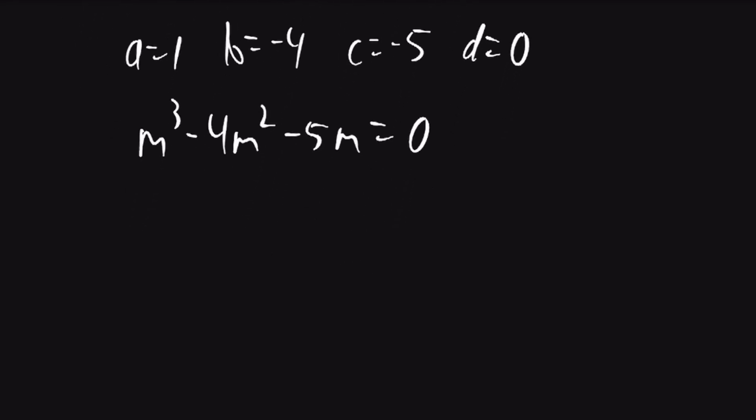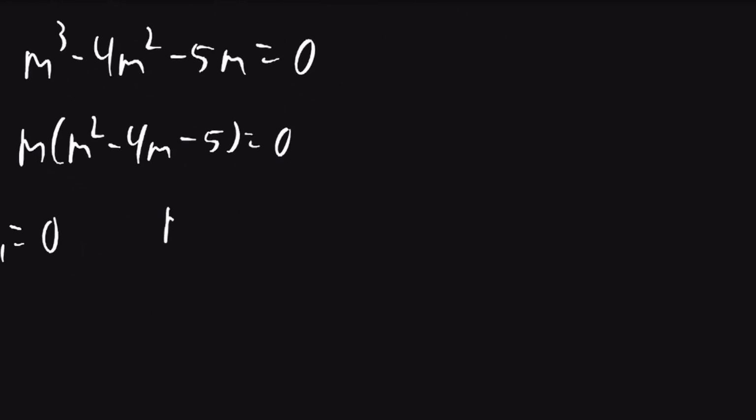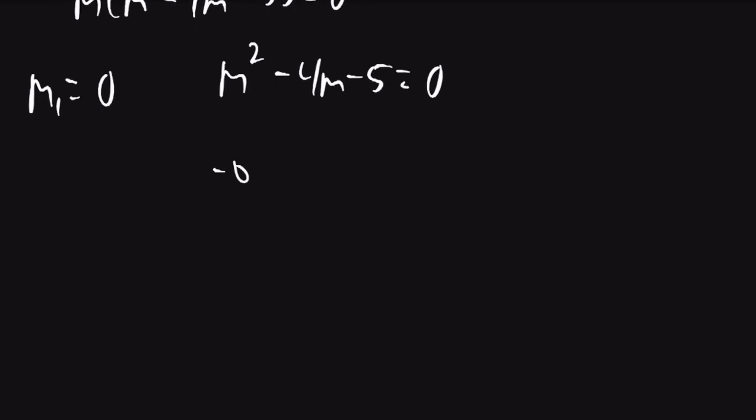We can factor an m out. It'll be m times (m squared minus 4m minus 5) is equal to 0. The first root, m1, will be 0. We'll be left with m squared minus 4m minus 5 is equal to 0. We can use the quadratic formula to solve.